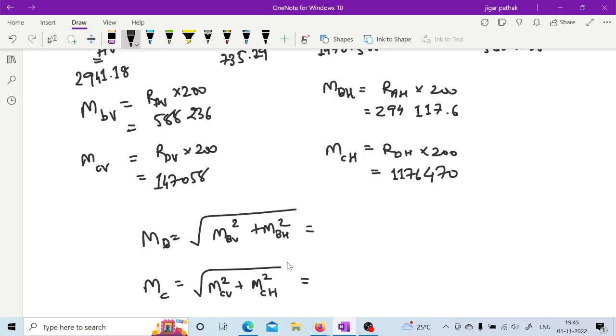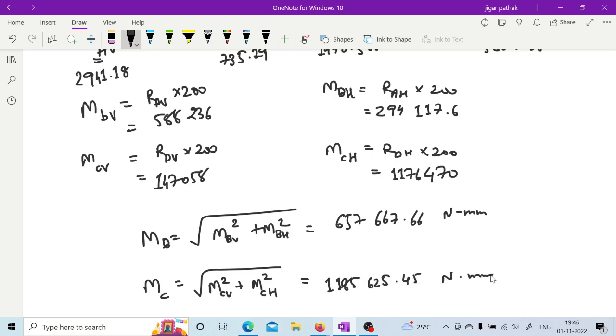So for the first one, I am getting 657667.66. These are all in Newton mm, right? So now MC is 1185625.45.